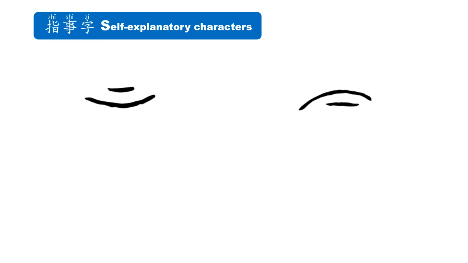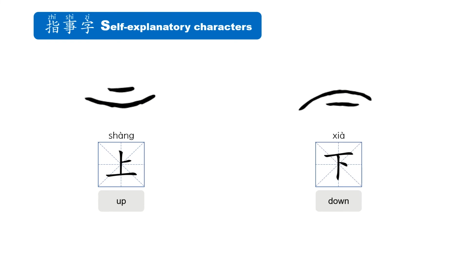For example, the meaning of the two characters 上 up and 下 down are represented by two lines, and one line is longer than the other one. If the shorter line is put above the longer line, then these two lines together indicate the character 上, which means up. If the shorter line is put under the longer line, they together indicate the character 下, which means down.